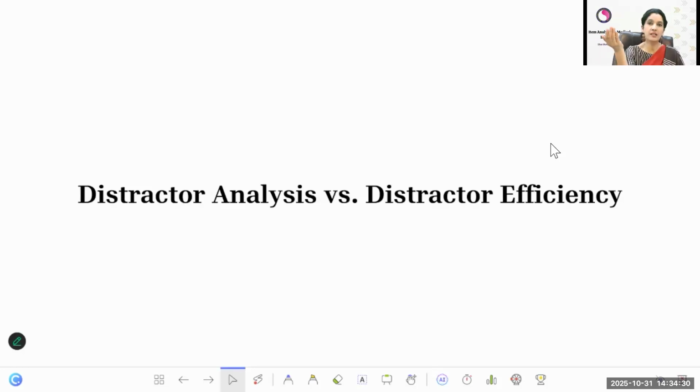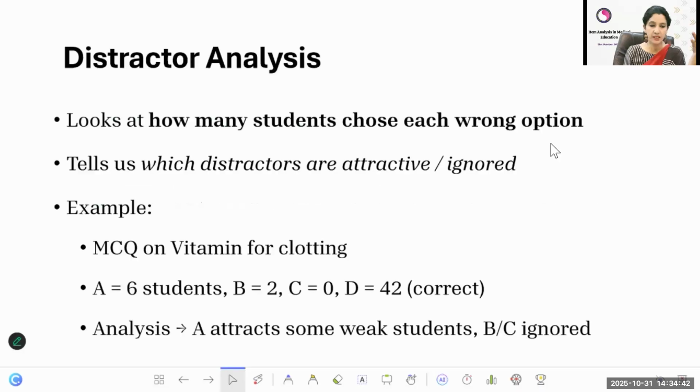The third is the distractor analysis. There are two terms: the distractor analysis and the distractor efficiency. Distractor analysis is done at the item level. You look at each distractor of each item and say that out of the three distractors, how many are functional distractors. It tells us which distractors are attractive and which are not being picked up by any student.